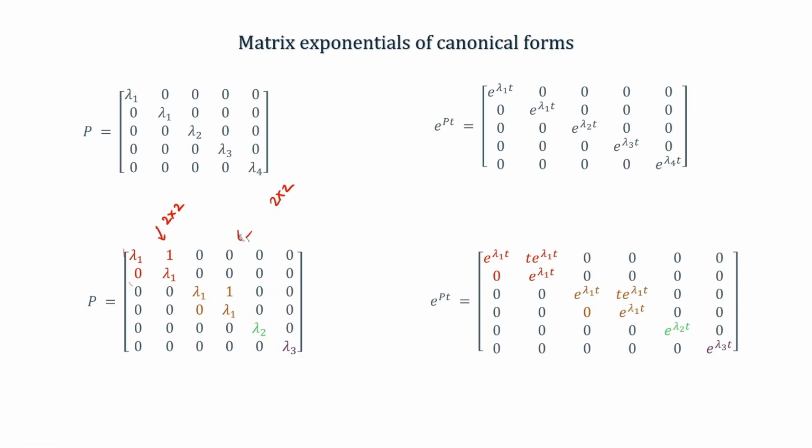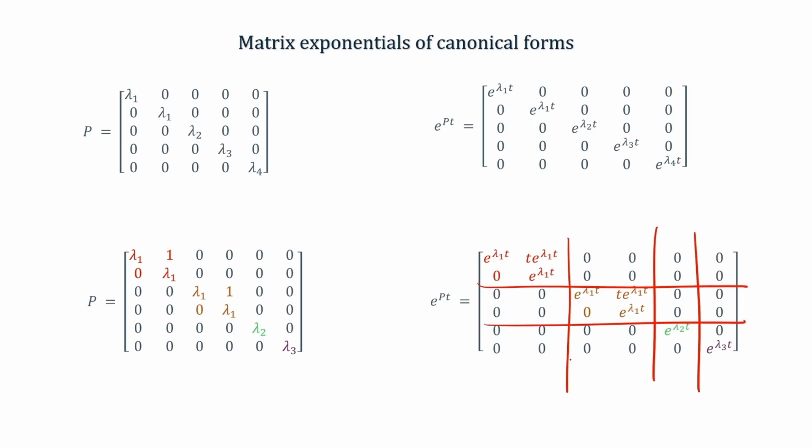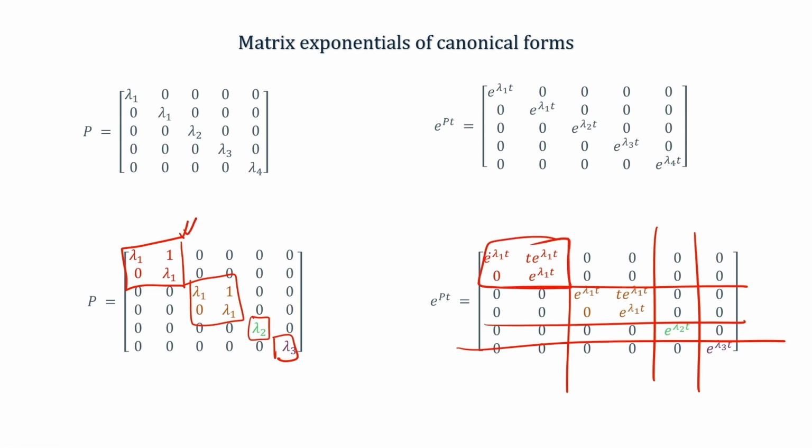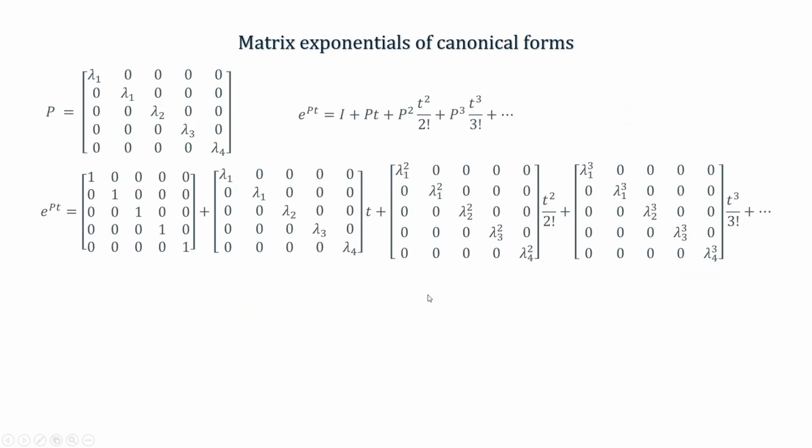Now if you want to find out e to the power of pt, again directly you can write it in this form. Corresponding to each of the blocks in the diagonal, this is one block, this is one block, this is one block, and this is one block. So this is a block diagonal matrix. Corresponding to this block the exponent will look something like this, corresponding to this block it will look something like this, and so on. The question is, why is this true?